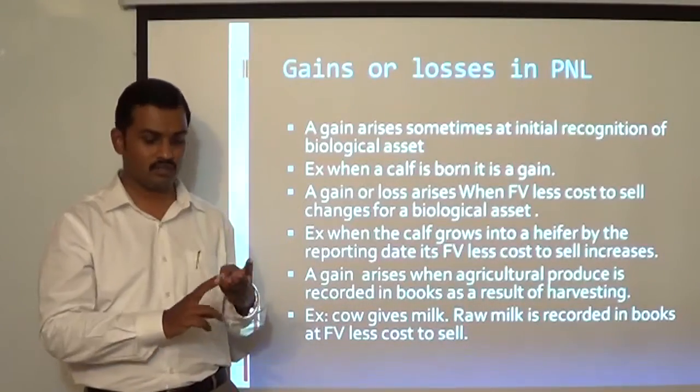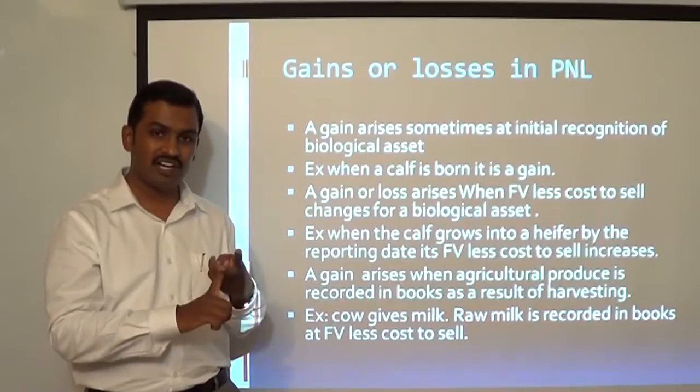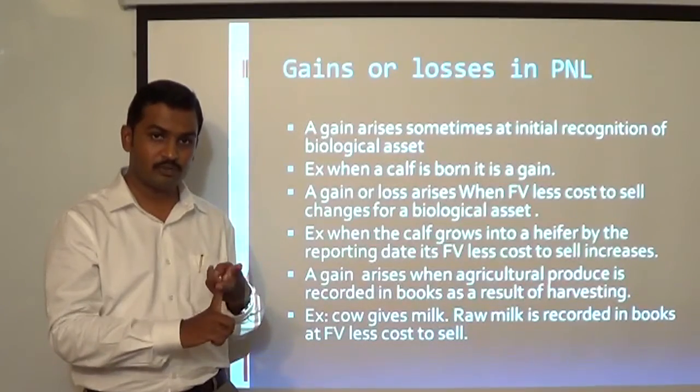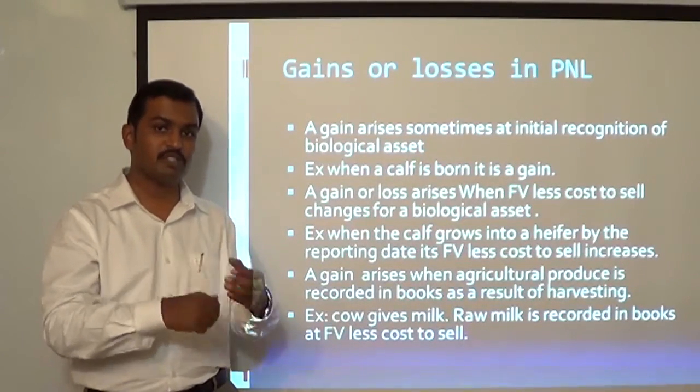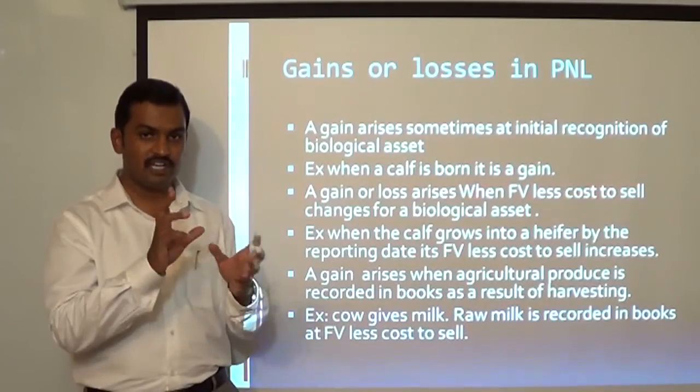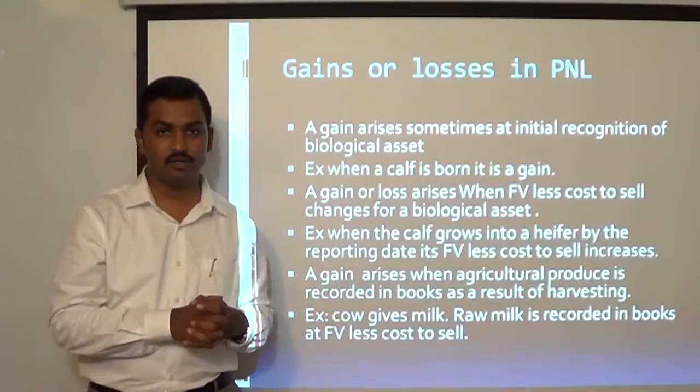So we can get three types of gains: at initial recognition, on harvest, that is when you produce agricultural produce, and third is on subsequent measurement of biological assets. So any differences would be transferred to profit and loss account. Okay.